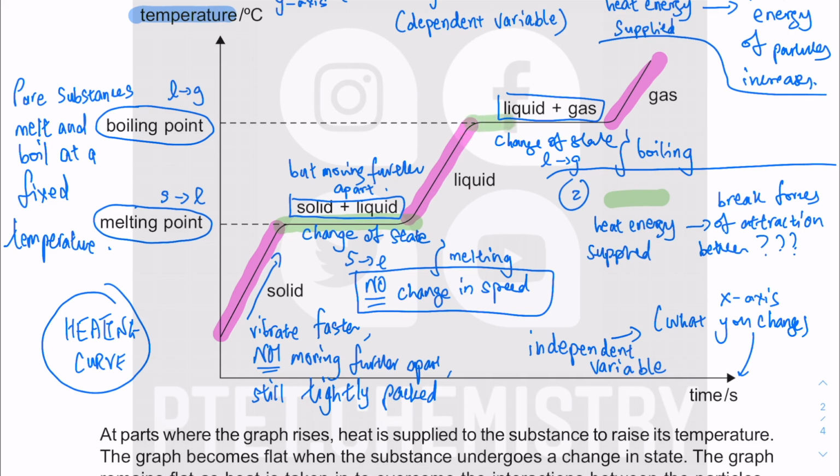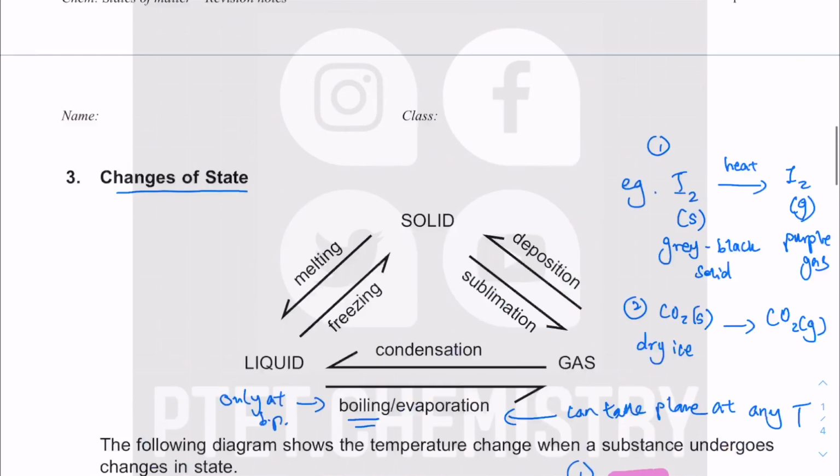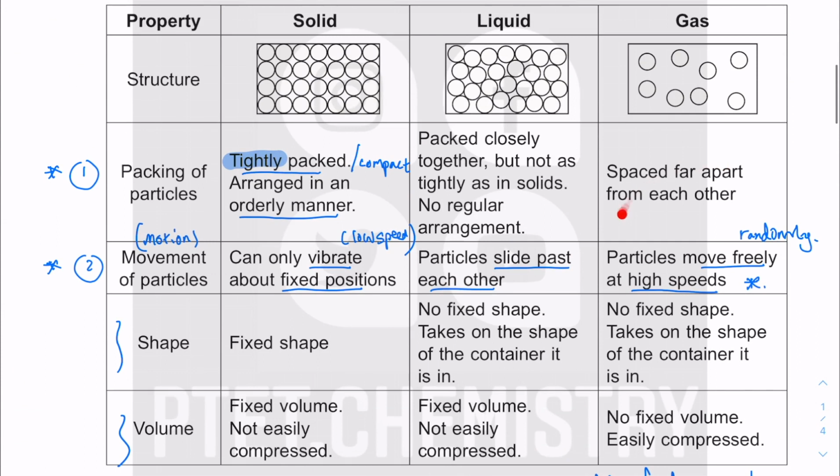At this second horizontal line, you are doing another change of state. So there is no change in kinetic energy because the liquid particles are not moving faster. Instead, the heat energy that you supplied is being used to separate the liquid particles even further apart in order to become gas, because gas particles are very, very far apart. I'm sure you know this table by now. This table is as stated in the syllabus. Packing and movement for solid, liquid and gases, all of these are in the syllabus again and again.